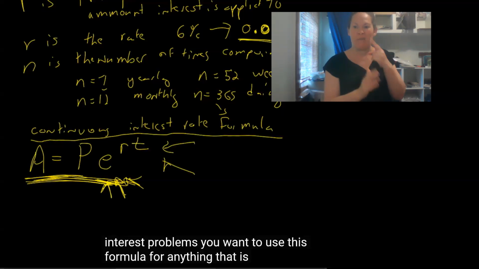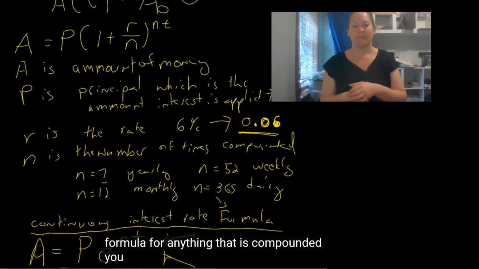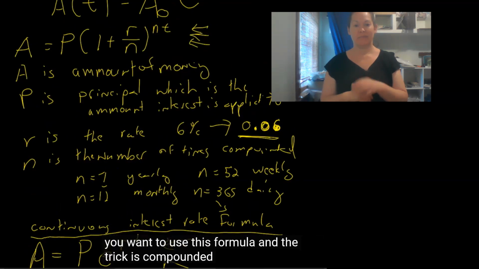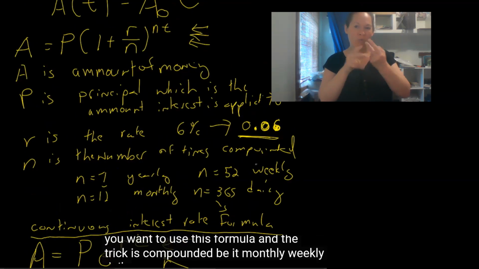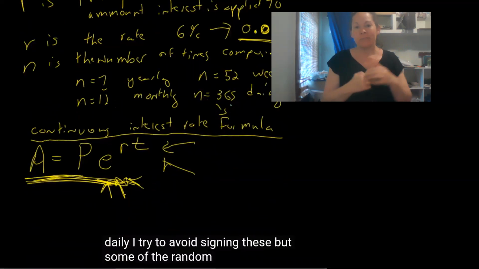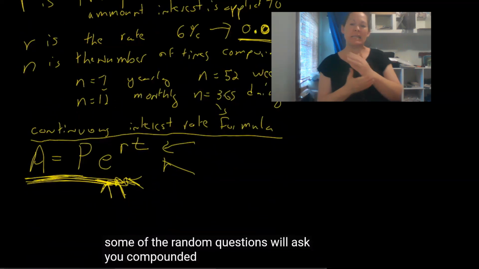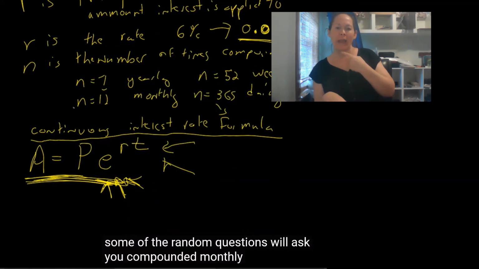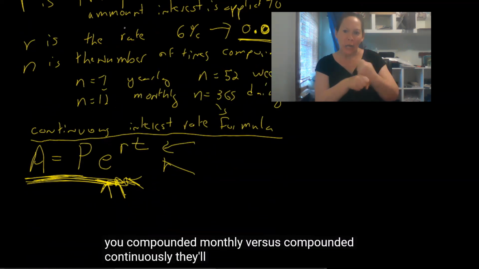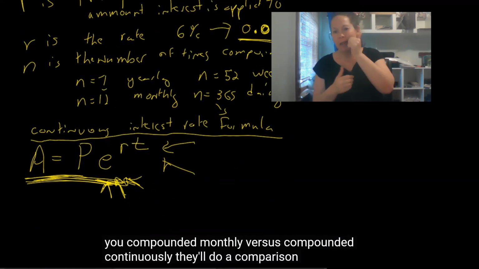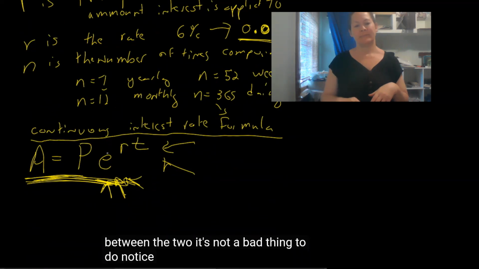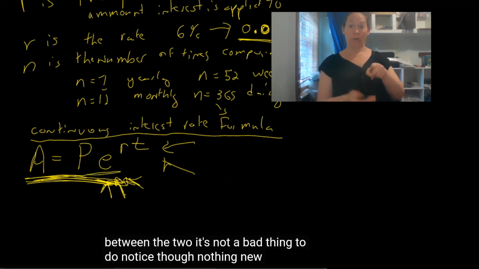And so for continuous interest problems, you want to use this formula. For anything that is compounded, be it monthly, weekly, daily, you want to use the other formula. I tried to avoid it, but some of the random questions will ask you compounded monthly versus compounded continuously. They'll do a comparison between the two. It's not a bad thing to do.